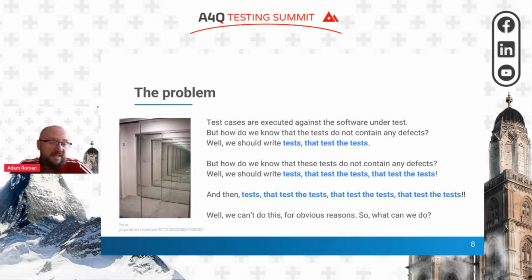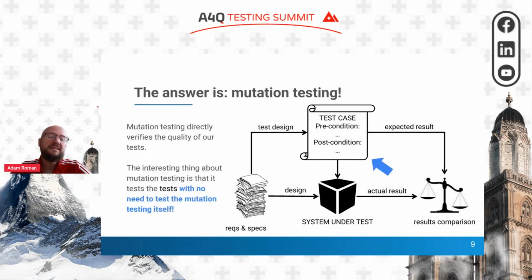But the problem remains, right? The test cases may contain defects. So what can we do about it? And the answer is mutation testing. Mutation testing cuts this infinite process at level 0, at the level of our original test cases. We don't have to write any extra test cases that test some other tests. The main goal of mutation testing is to verify the quality of test cases.